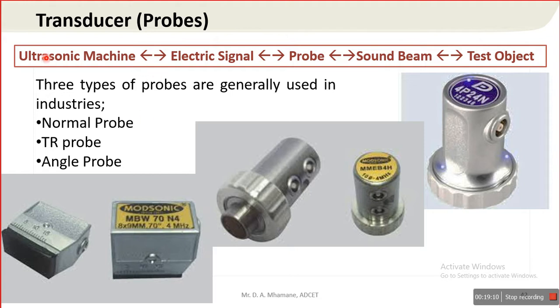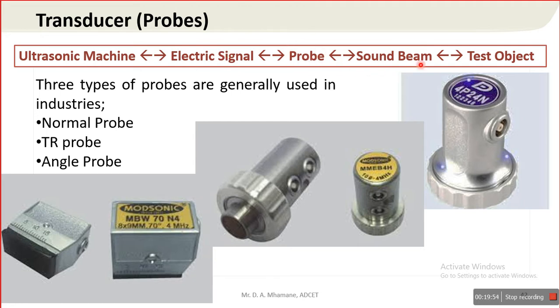So if you see this block which is arranged on the top of the slide, this is the working principle of a transducer. The ultrasonic machine gives an electric signal. That electric signal is received by the probe. This probe converts that electrical signal into a sound beam, which is a mechanical response. So an electrical response can be converted into a mechanical response inside the probe.